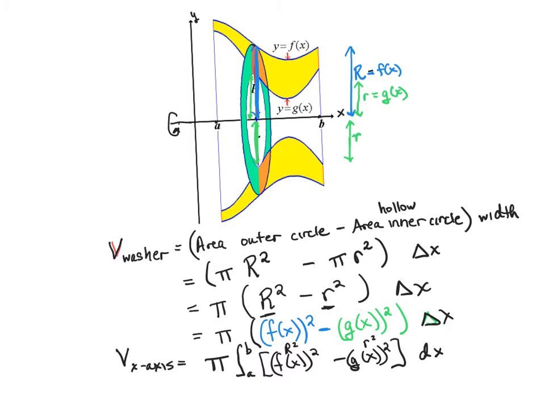And an easy way to remember this is that it's always the top function squared minus the bottom function squared. Almost like finding the area between two curves, except we don't square these. Instead of top minus bottom, it's top squared minus bottom squared. But that's the formula when we revolve around the x-axis. So let's summarize on the next page.